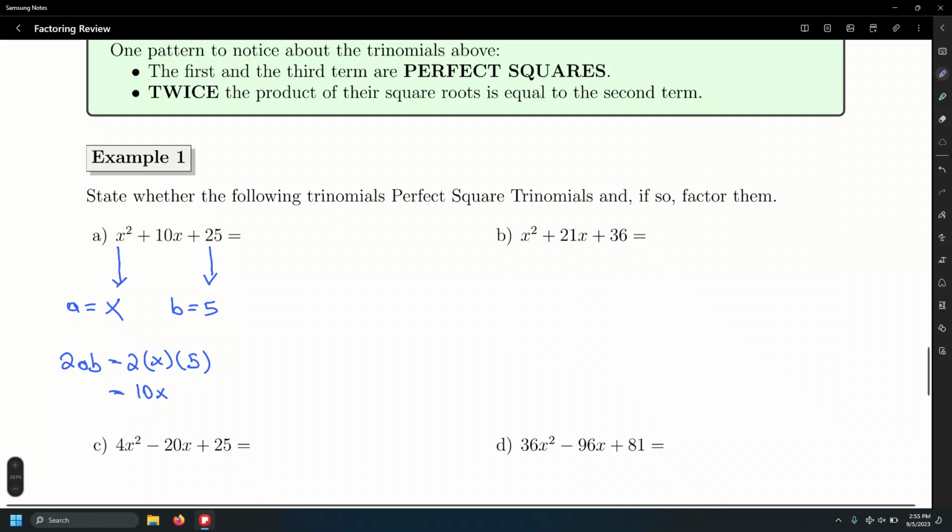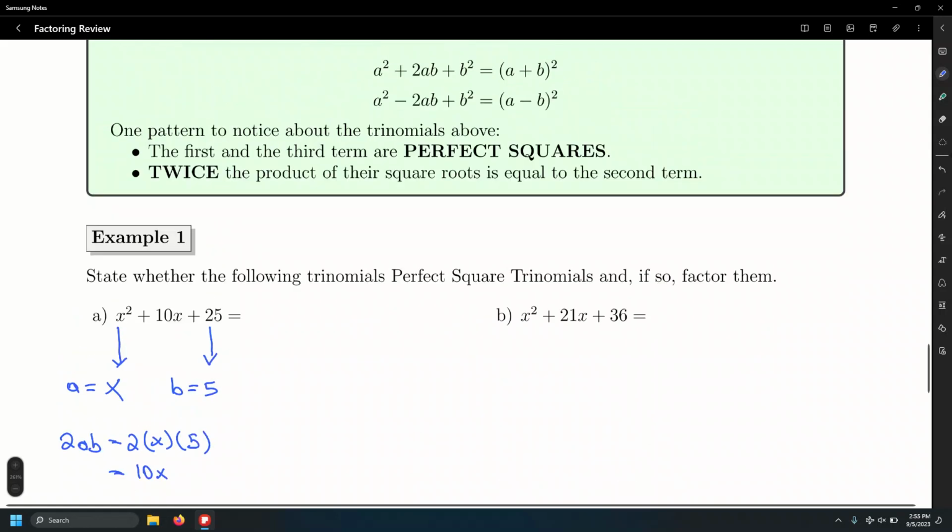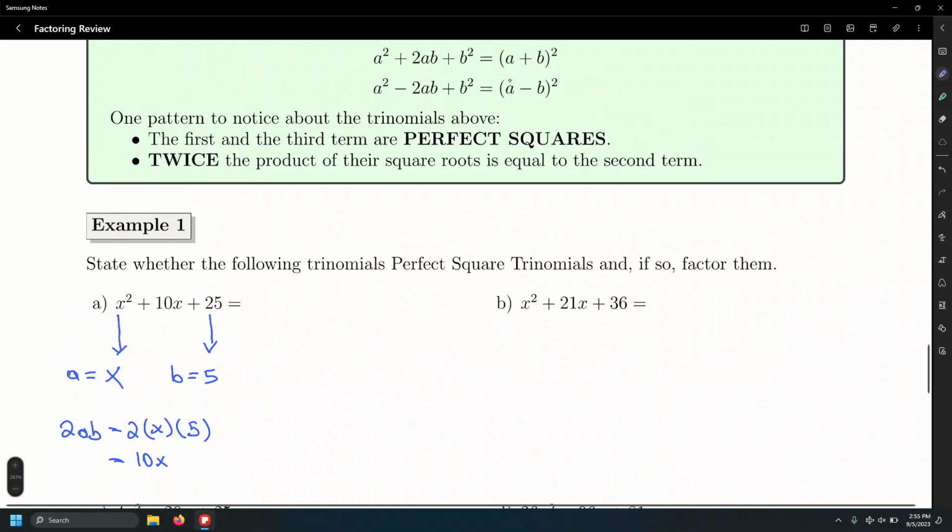Now the question is, does that 10x match the middle term of this trinomial? Then we have a perfect square trinomial. And we can simply go about it, because this is simply A plus B, quantity squared. In this case, our quantity A is x, our quantity B is 5, separated by the sign of the middle term, and the whole quantity squared. All right? Okay, so that is if we go the perfect square trinomial approach, which, trust me, in later problems, this tool is going to be very, very powerful to save a lot of time and expedite a lot of calculations.